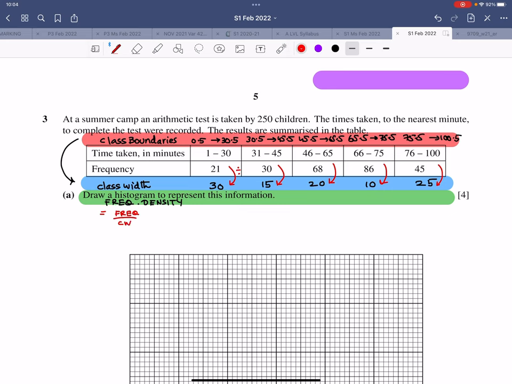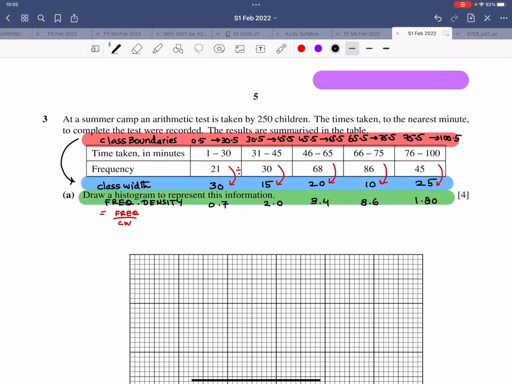So when you divide, 21 divided by 30 is 0.7. 30 divided by 15 is 2.0. 68 divided by 20 is 3.4. 86 divided by 10, that's 8.6. And then last, 45 divided by 25, so that is 9 divided by 5, which is 1.80. These are the 5 different values that you get.